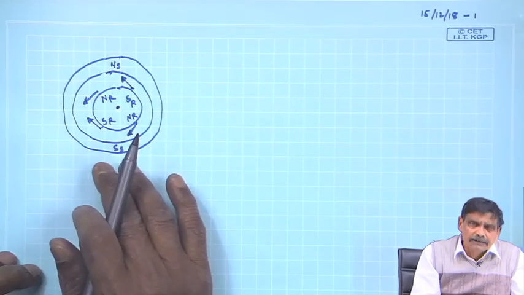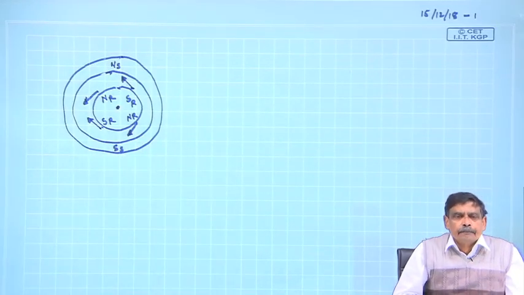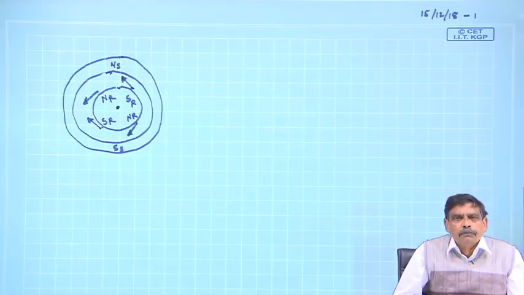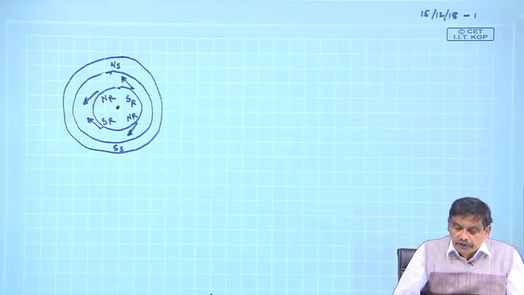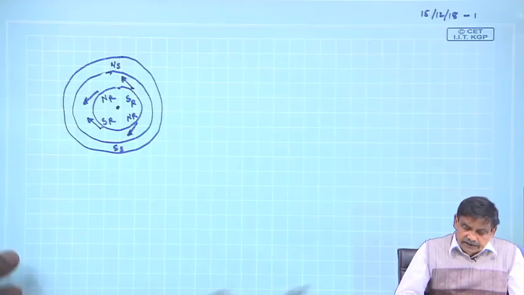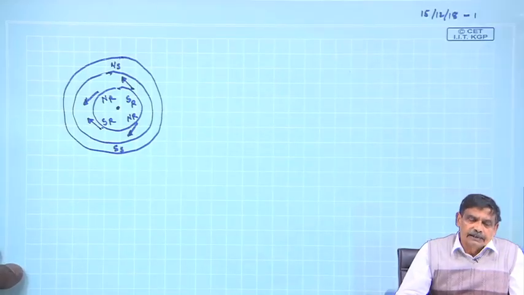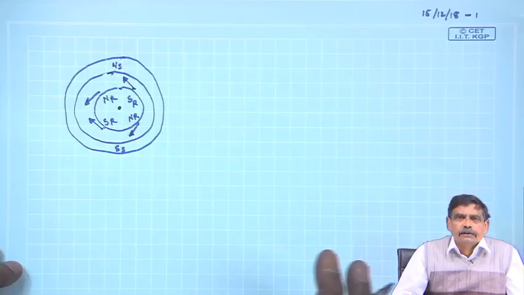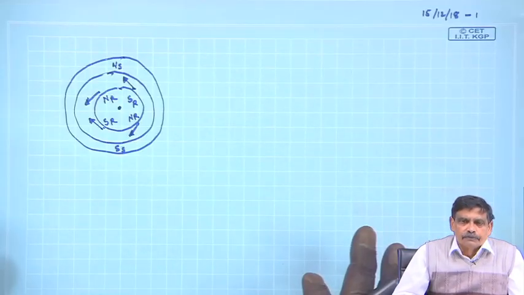So, it is very easy to establish that the number of poles produced by the stator and the number of poles produced by the rotor must be the same, and that number, we know, must be an even number. Therefore, these are the 2 basic conditions, and these must hold in all the motors.